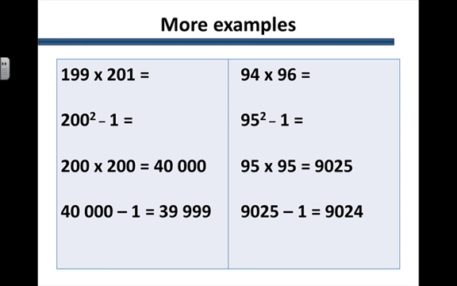And then you take the 9, so there's the 25 that it ends in. Then you take the 9 and you multiply it by the next consecutive number. That's the number if you were counting what comes after 9. So 9 times 10 is 90. So the answer is 9025. And then of course we have to take away 1. So the answer to 94 times 96 is 9024.